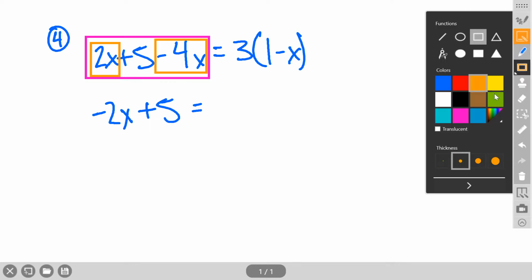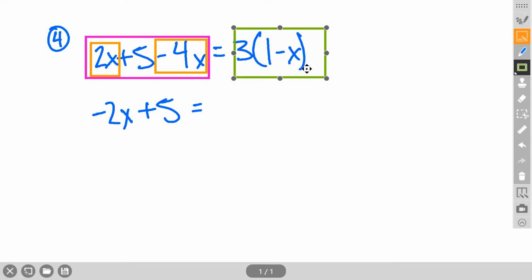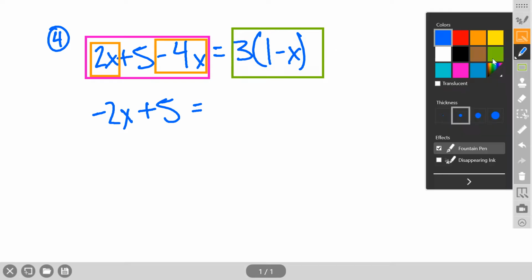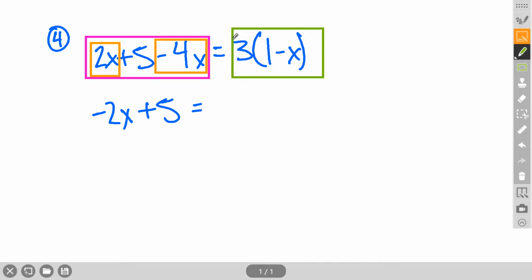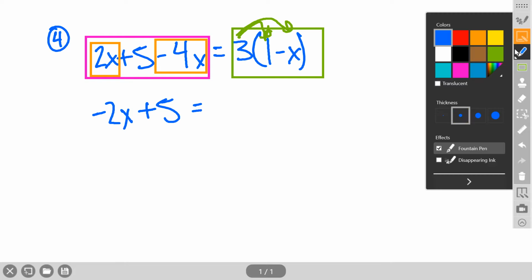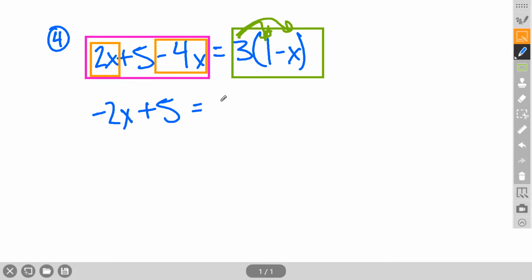The right side is also not simplified because I need to distribute. I have parentheses, so I need to distribute. So if I distribute, 3 times 1 is 3. 3 times negative x, remember this is a negative 1x, so 3 times negative 1 is negative 3x. Okay, so now both sides are simplified. The left side is simplified, the right side is simplified.